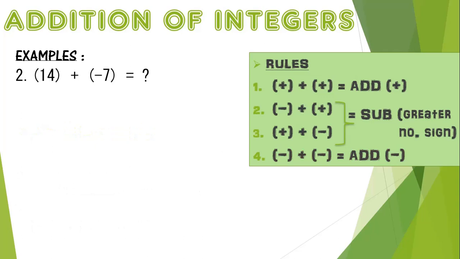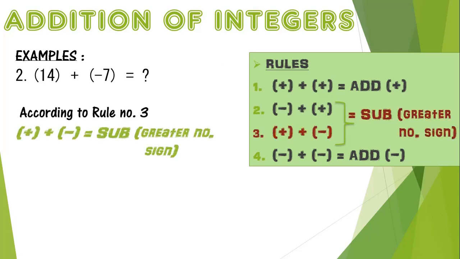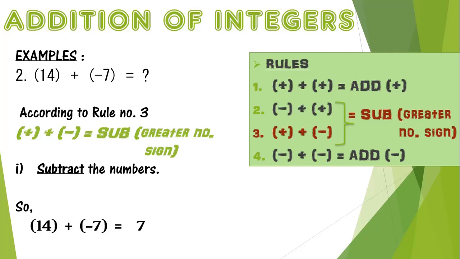In the next example, 14 plus minus 7. The first number is positive and the second is negative, which goes with our rule number 3, which says that if the first number is positive and the second is negative, you have to perform subtraction, and the sign of the answer will be of the greater number. So the first step is always we have to perform the operation. So we'll perform subtraction in the given example, as the first number is positive and the second is negative. So the difference between 14 and 7 is 7.